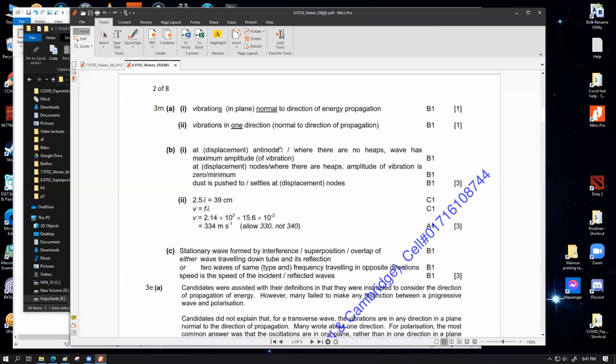Question number 3B says, at the positions of antinodes where there are no heaps, the wave has maximum amplitude of vibration. Okay. At the positions of nodes where there are heaps, the amplitude of vibration is 0 or minimum, and dust is pushed or settles at the positions of nodes.